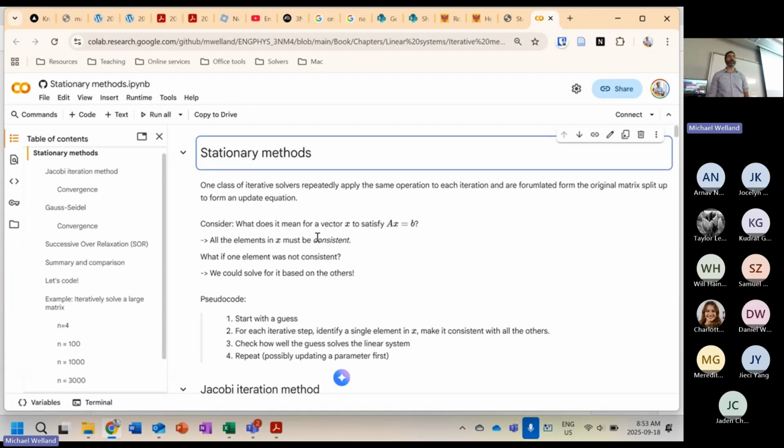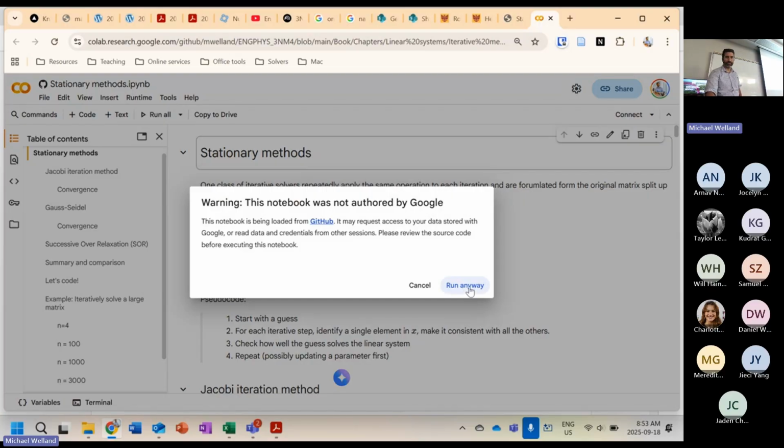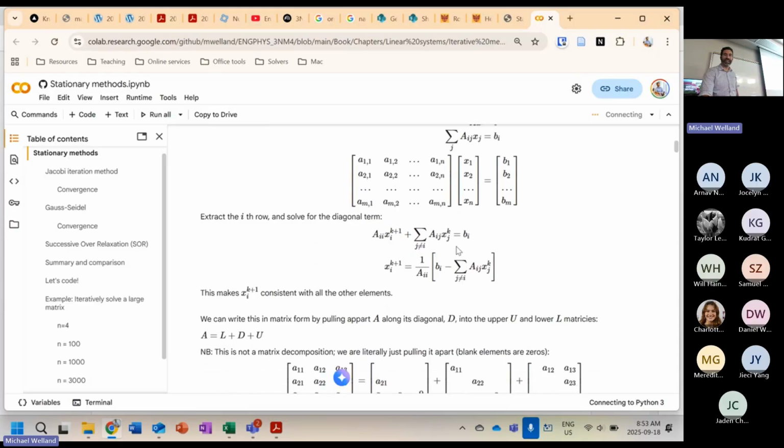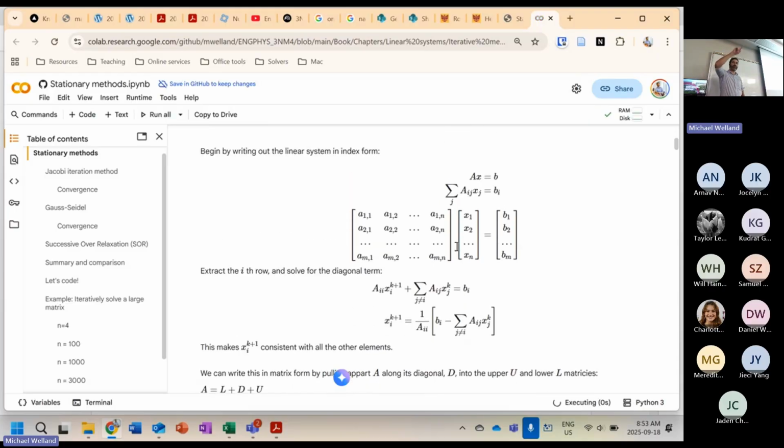Back to stationary methods. So we're talking about iterative, i.e. indirect methods of finding a solution to a linear system. Let's see. I'm just going to run this entirely. Yes. Run all. Okay. We talked about Jacobi iterations. And in Jacobi, basically, you're making every element in your vector consistent with all your other ones. Actually, both Jacobi and Gauss-Seidel are doing that. But in Jacobi, you're not updating as you go. You take your initial guess, you make this one consistent, this one, this one, this one. So it lends itself to distribution and parallelization.